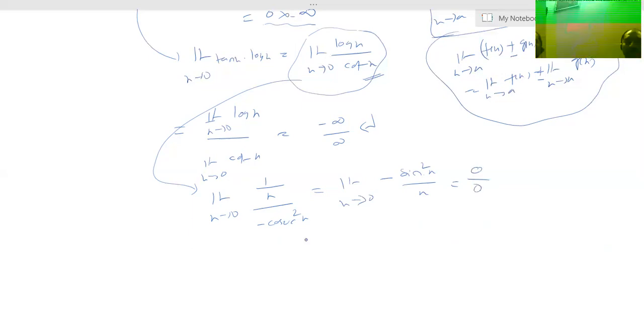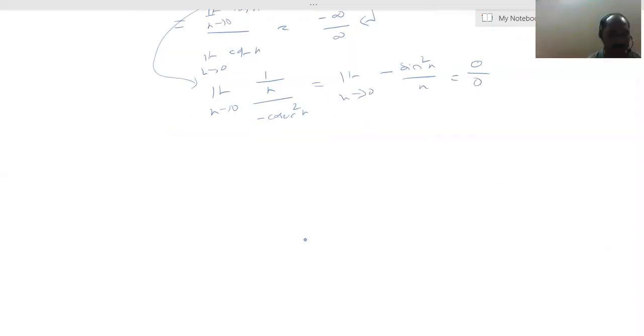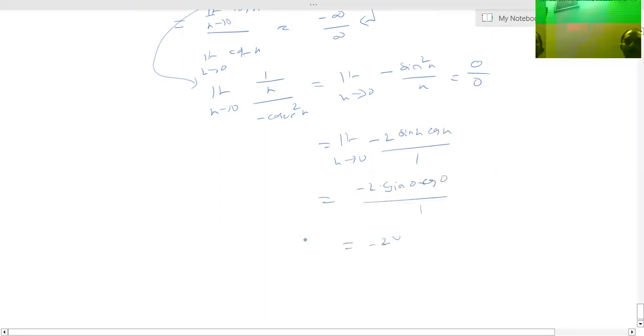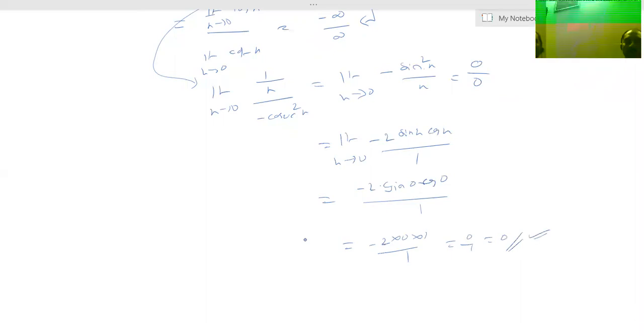Once again, indeterminate form. So apply the L'Hospital rule to the expression. Numerator derivative is minus 2 times sin x into cos x, denominator derivative is 1. Now substitute x value: minus 2 into sin 0 into cos 0 by 1, that is minus 2 into 0 into 1 by 1, 0 by 1 equals 0. The denominator is a non-zero finite value, it is not 0 by 0, so 0 by a finite value equals 0. So this limit value is 0.